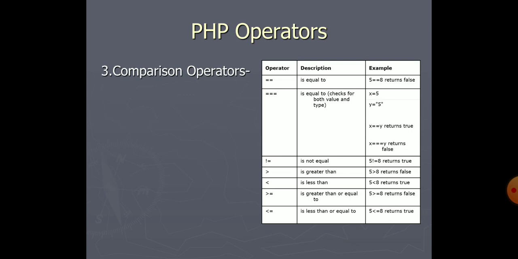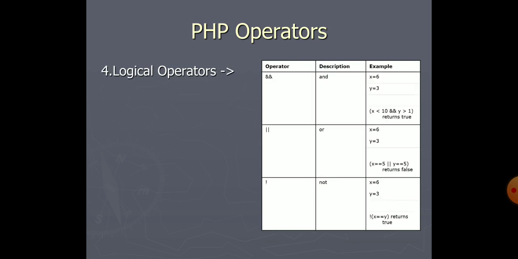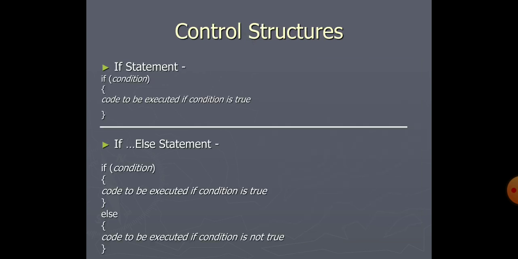Then next is comparison operators. Comparison operators are is equal to, is strictly equal to, is not equal to, greater than, less than, greater than or equal to, or less than or equal to. Logical operators: there are 3 logical operators: and, or, not.